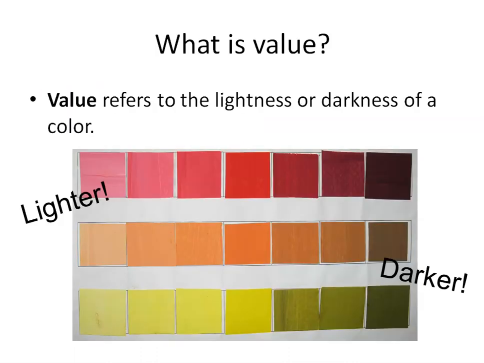Value refers to how light or dark something is, or how light or dark a color is, I should say. To make things lighter and darker, we end up having to use black and white. And you can see you can make a whole range of values going from a very, very light tint all the way over to a very, very dark shade. And in the middle is the original hue here with nothing mixed in between it. To make it lighter, you add white. To make it darker, you add black to make a shade.